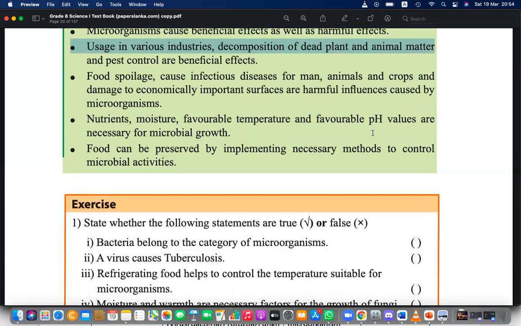So the growth is low when the nutrients are low. Growth is low when moisture is low. Growth is low when the temperature is very low, and also when it is very high. The growth is low when the pH values are extreme. When pH values are normal, growth is there, but when they are extreme, high acidity or very low acidity can help us protect the food.